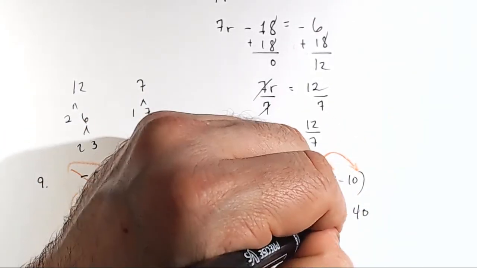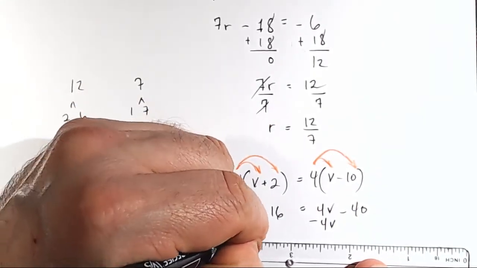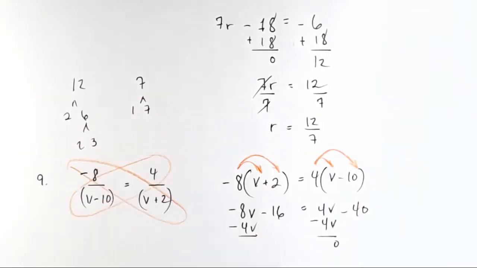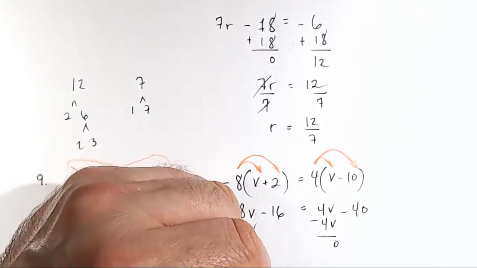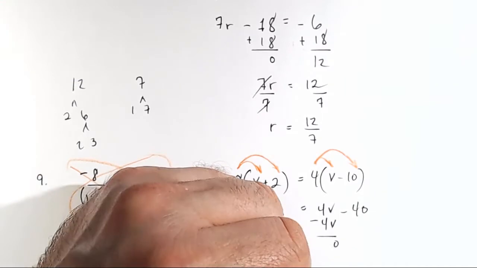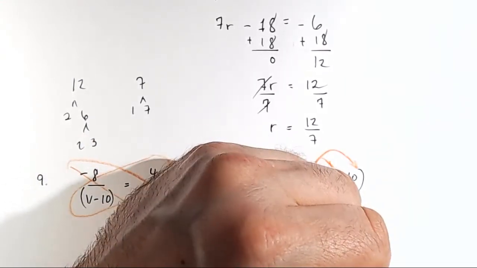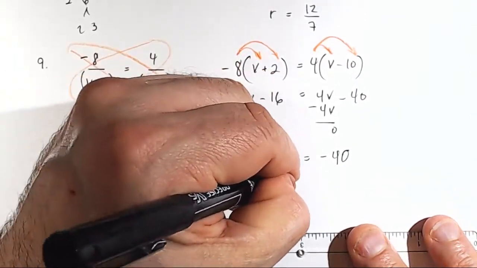All right, so we're going to isolate the variable: minus 4v on both sides. And here we get 4v minus 4v is 0. Negative 8v minus 4v, bigger negative number, negative 12v. Okay, let's rewrite. Negative 12v minus 16 equals negative 40. Now we'll add 16 to both sides.